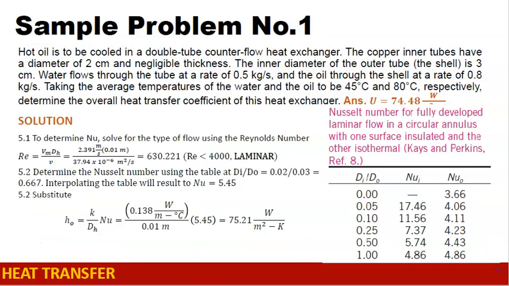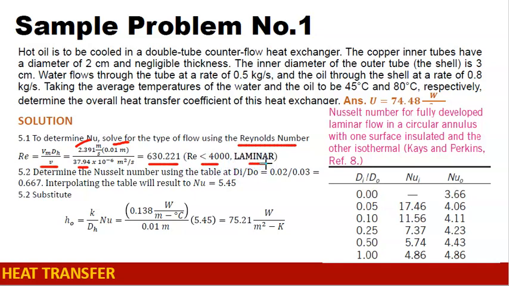So to determine the type of flow, we need to solve for the Reynolds number. So the Reynolds number is given by this equation. We already have velocity, the hydraulic diameter, which is 0.01 meter, and then the viscosity. So our Reynolds number is 630.221. So the Reynolds number is less than 4,000, so the flow is laminar.